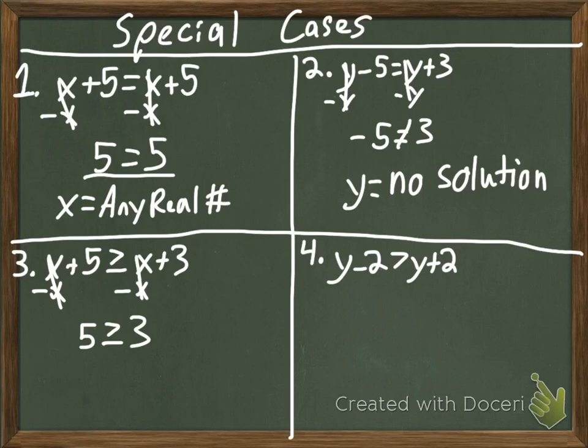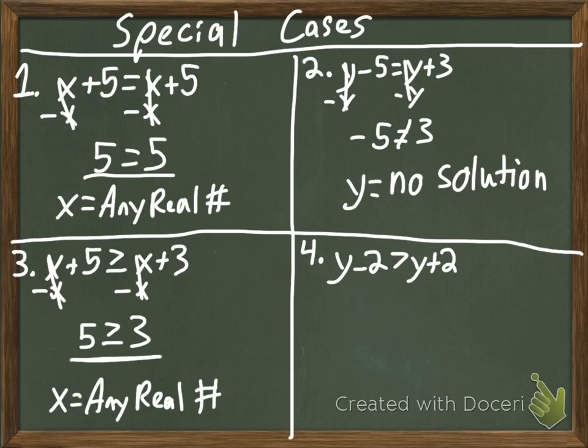Okay, this statement right here is true. So the statement's true. Well, if the statement's true, that means that x can be any real number. It's all about, is it true or is it false? If it's true, then it's any real number. If it's false, then it's going to be a no solution.